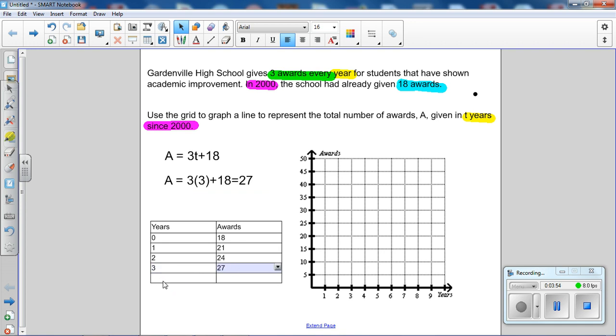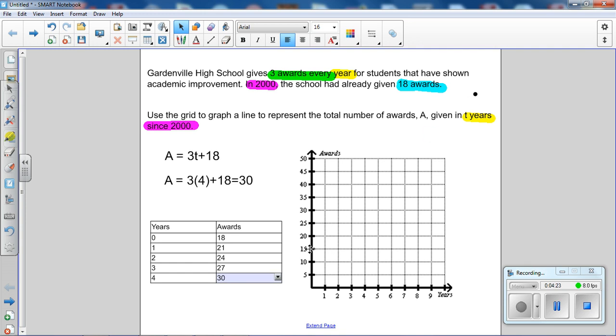My last one is going to be year 4. In year 4, that would be 3 times 4, which is 12, plus 18, which is now 30. Again, it's going up by 3 each time. So that gives me a table. Now at this point, I can simply plot points because the years tell me where I'm going to start, and the 18 tells me how far up to go.